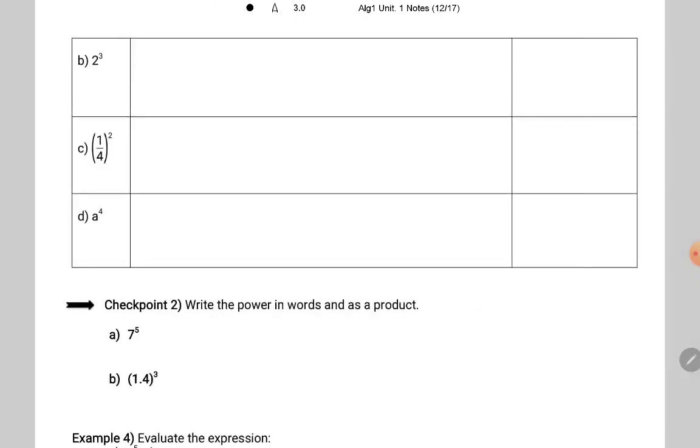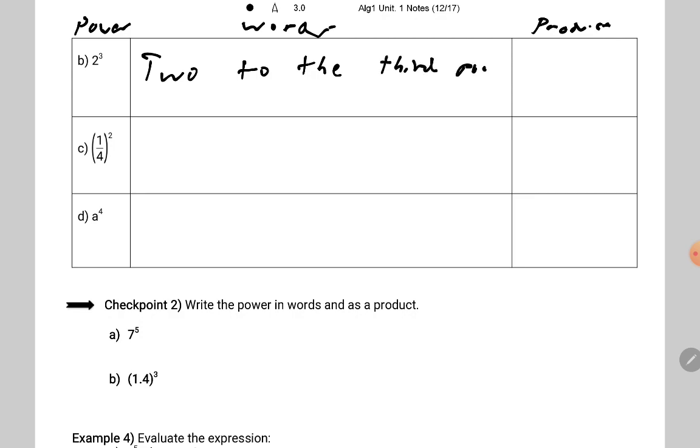Okay, next one. So remember, this is the power. These are the words. And this is the product. So this is 2 to the third power. Or you can say 2 cubed.